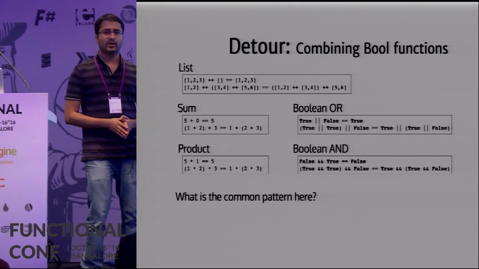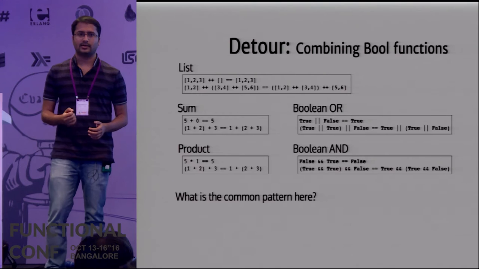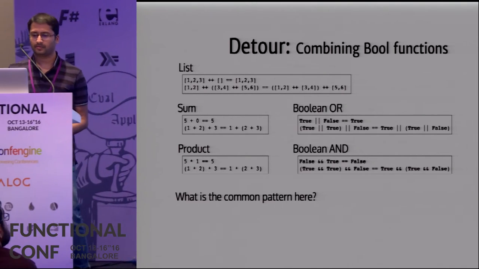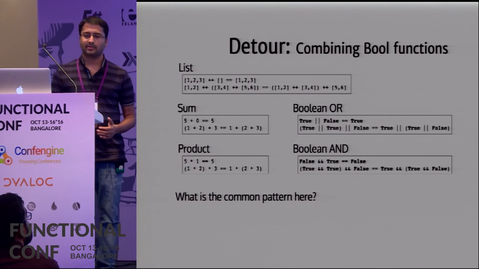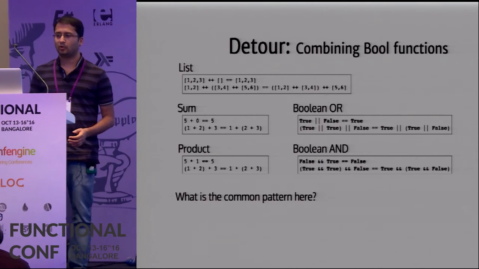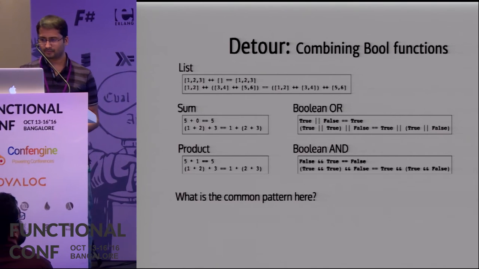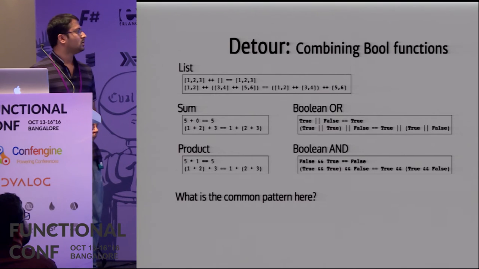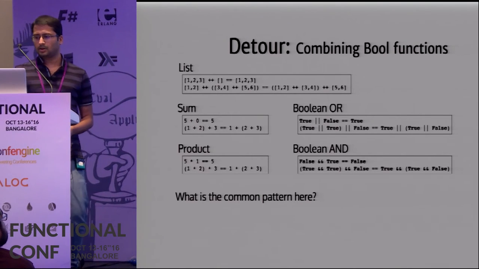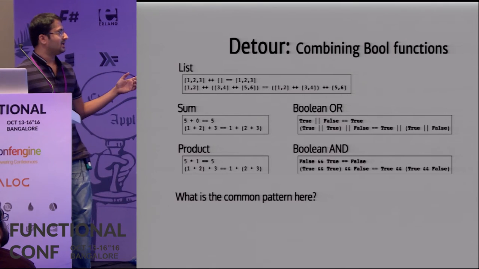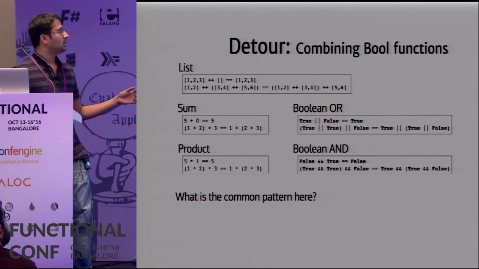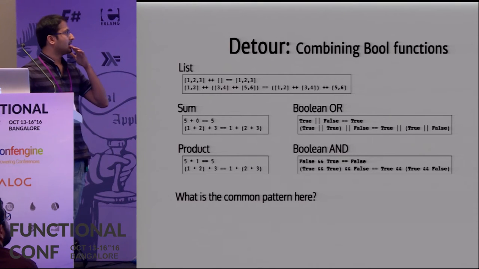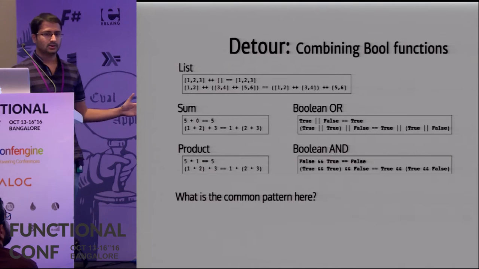So far what we've been doing is to take functions that return booleans and then combine them using either an AND or an OR. So let's just see if there is a better way to combine functions that return booleans. These are some operations that you can do on a list or numbers or booleans. What is a common pattern here? I'll just give you a short time to go through this.